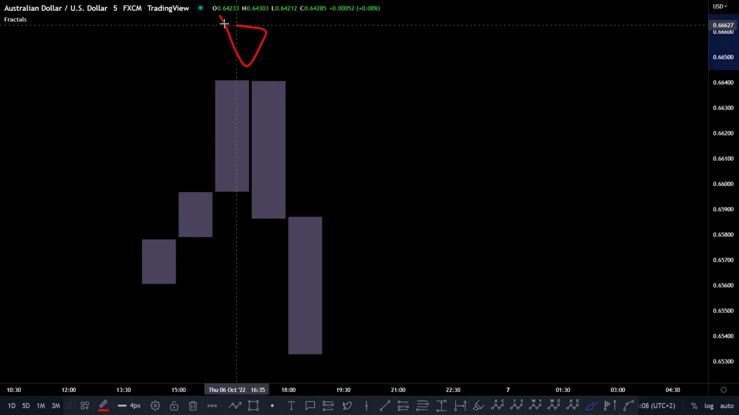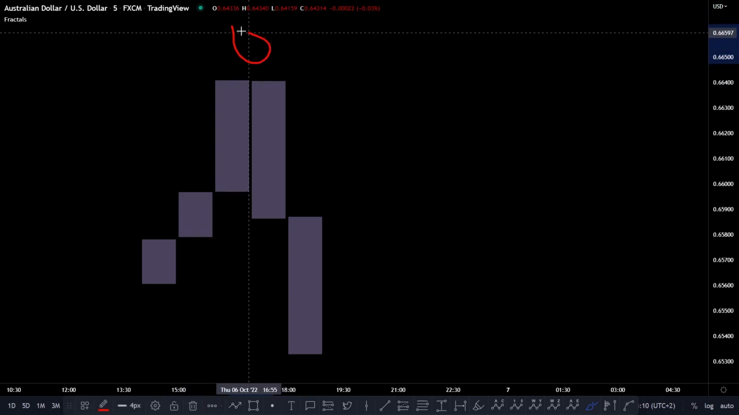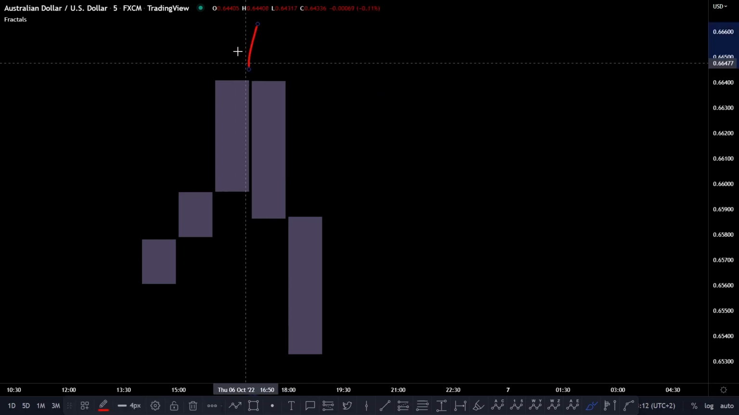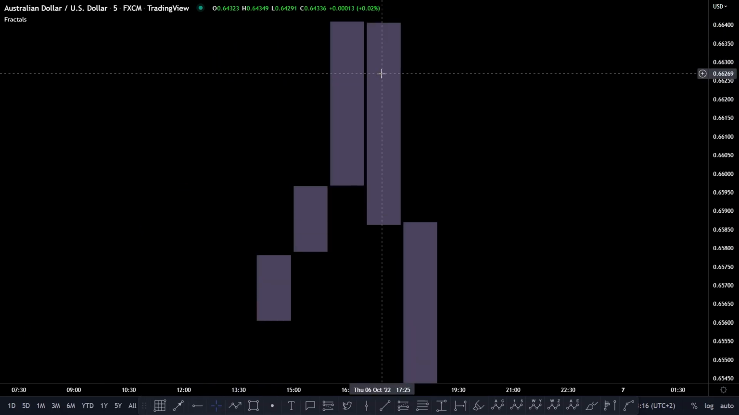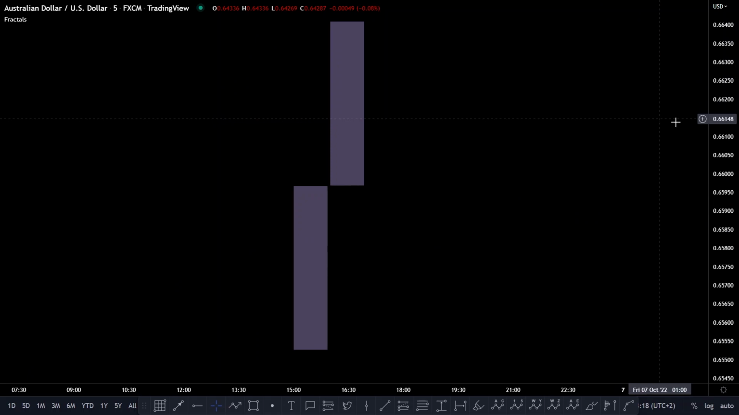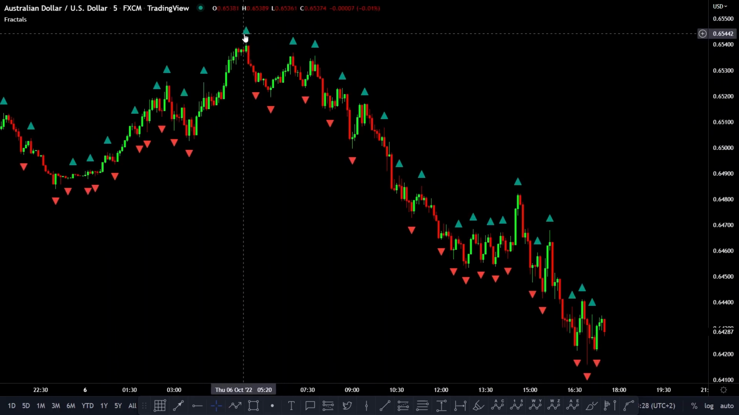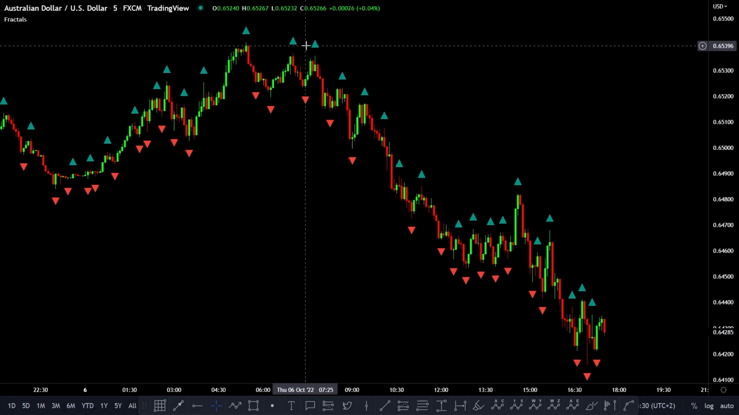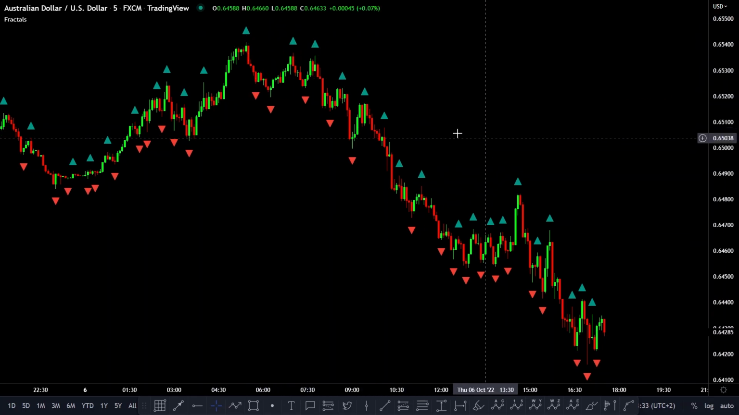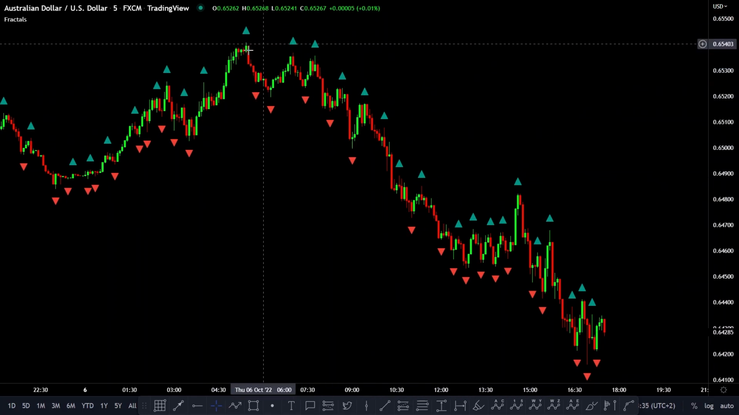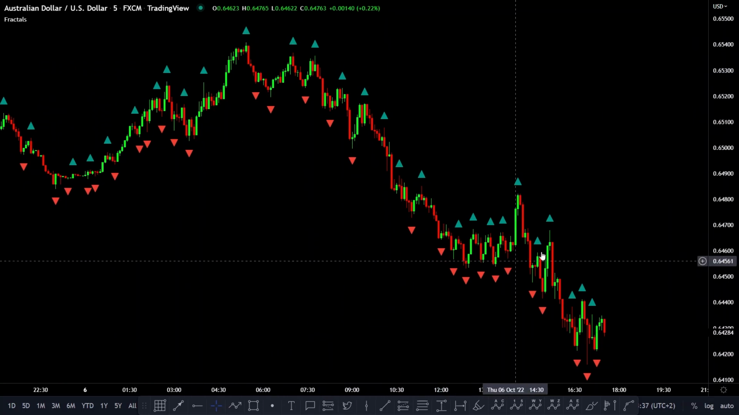Depending on which shape you choose for your fractal, you can either choose a circle or a cross. This is how your fractals are going to look. The main idea of a fractal: this is a swing high, this is a swing high, this is a swing high, this is a swing high. So we're basically going to observe how the market moves.